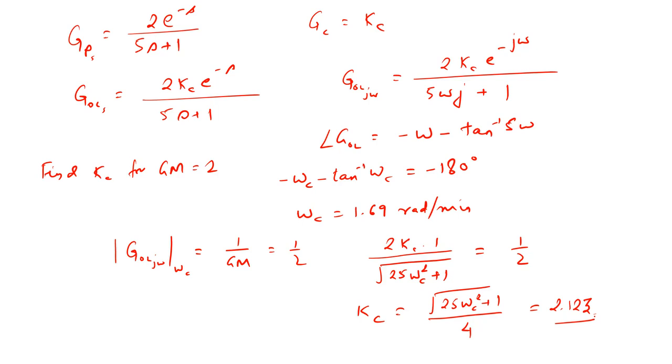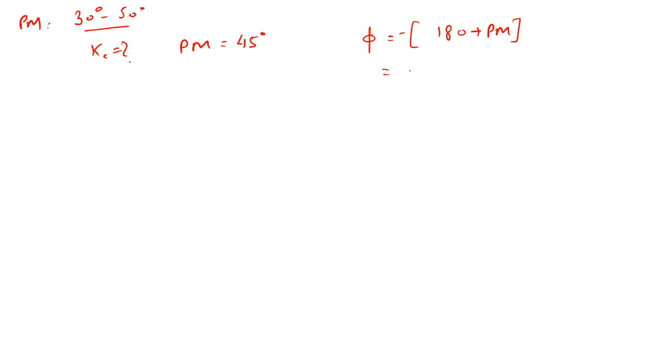So this is the KC that gives me a gain margin of 2. If I want to do phase margin tuning, let us say I want a phase margin of 45 degrees. Typical phase margin ranges that you tune for are 30 degrees to maybe 50 degrees. What is the KC such that you get a phase margin of 45 degrees? Remember, phase is independent of KC. So we will calculate the frequency at which the phase is minus 135 degrees, which is minus 3 pi by 4 in radians.